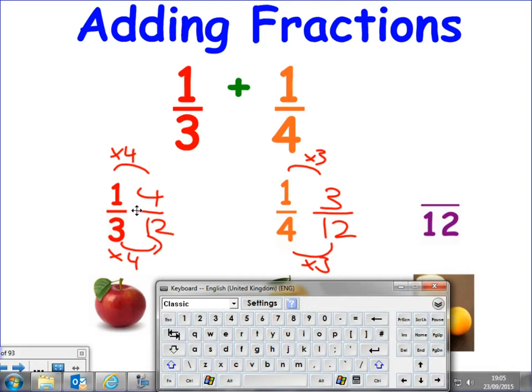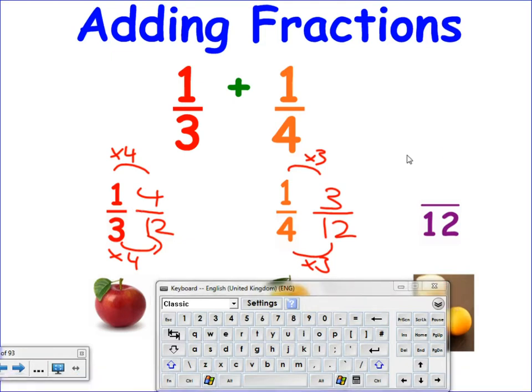Let's try. I have 4/12. I add 3/12. I end up with 7/12. Happy? Yeah? Because I've got like with like.